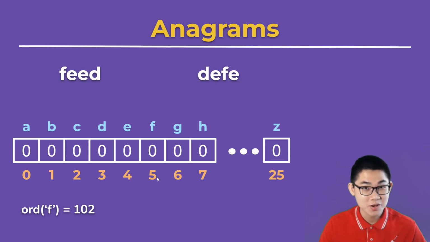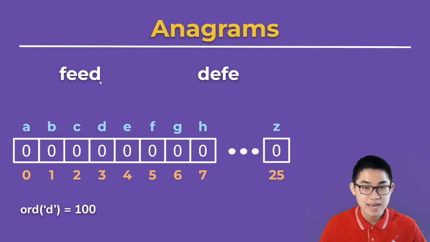You might be wondering, how do we know that F is at index 5? That's a very good question. Here's a way to determine it. We translate F into its Unicode. The Unicode of F is 102, and we can use the ord function to do that. Then we take this number and minus the Unicode of A, which is 97, and then we get 5. This 5 tells us the location of F inside this array, and then we increment the 0 to a 1 if we're going through the first word.